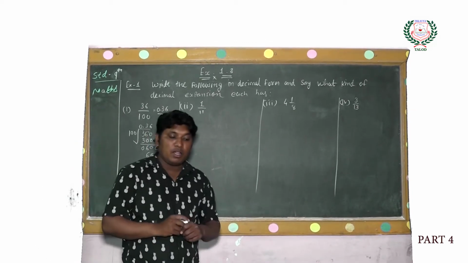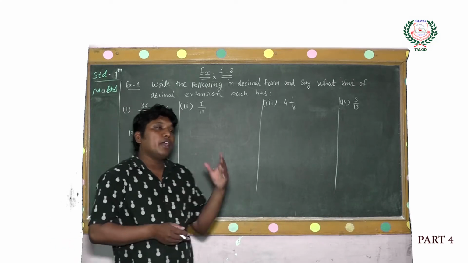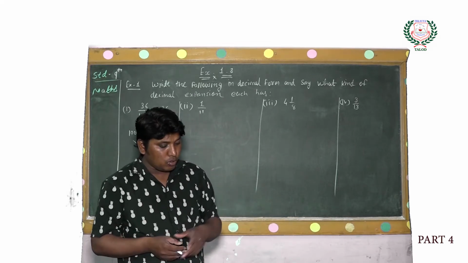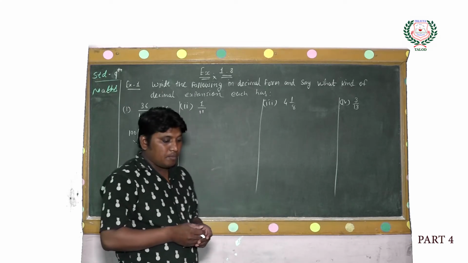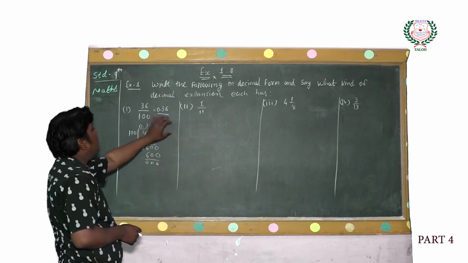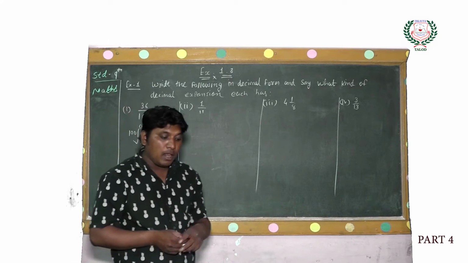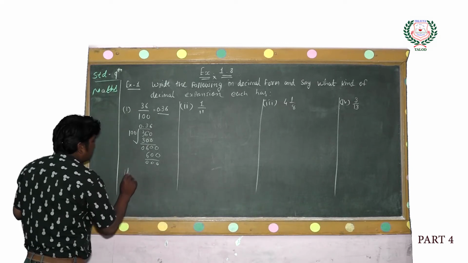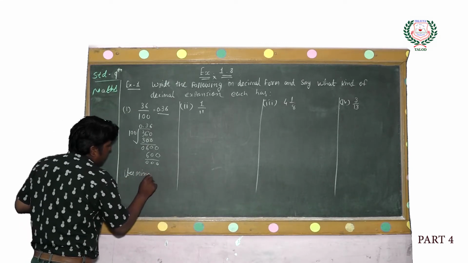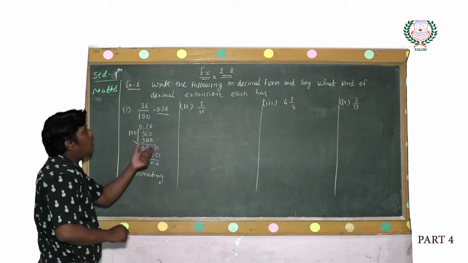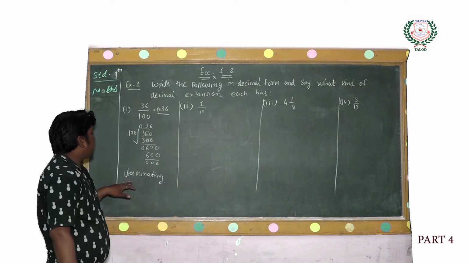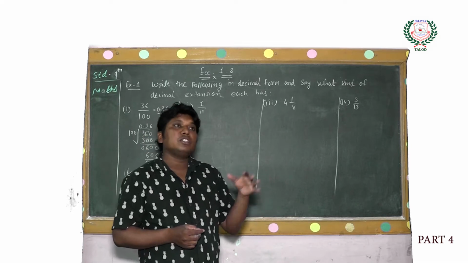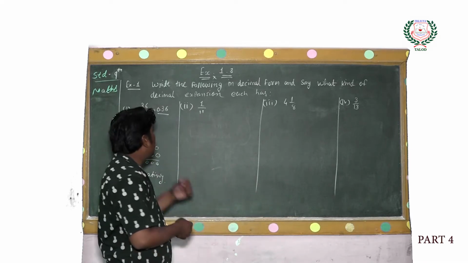In earlier classes we have learned there are two possibilities: the remainder can be 0 or it can never be 0. But here in the first sum we can see the remainder is 0 and no digit is repeating. So we can call it terminating. Here, say what kind of decimal expression? We can say it is terminating, because digits are not repeating and the remainder is 0 here.